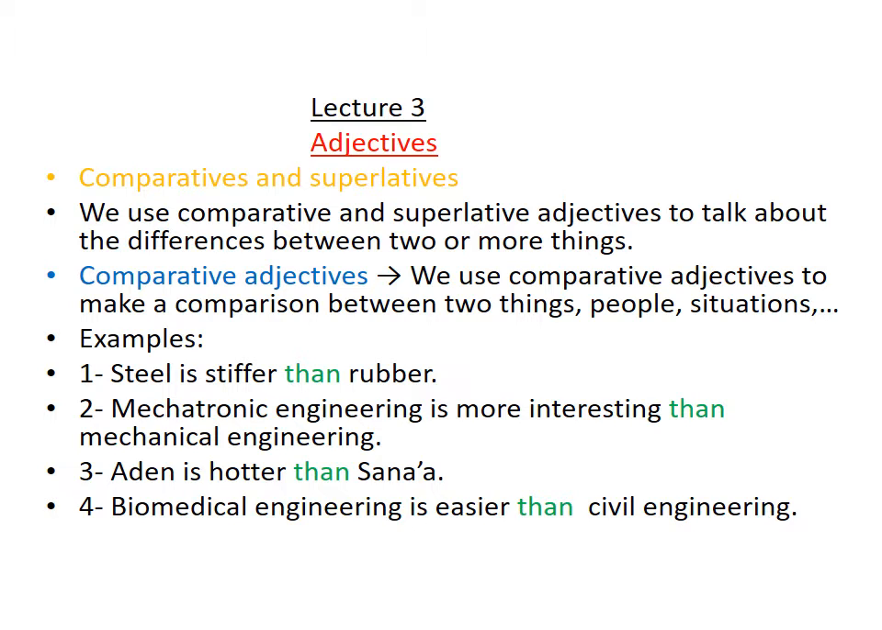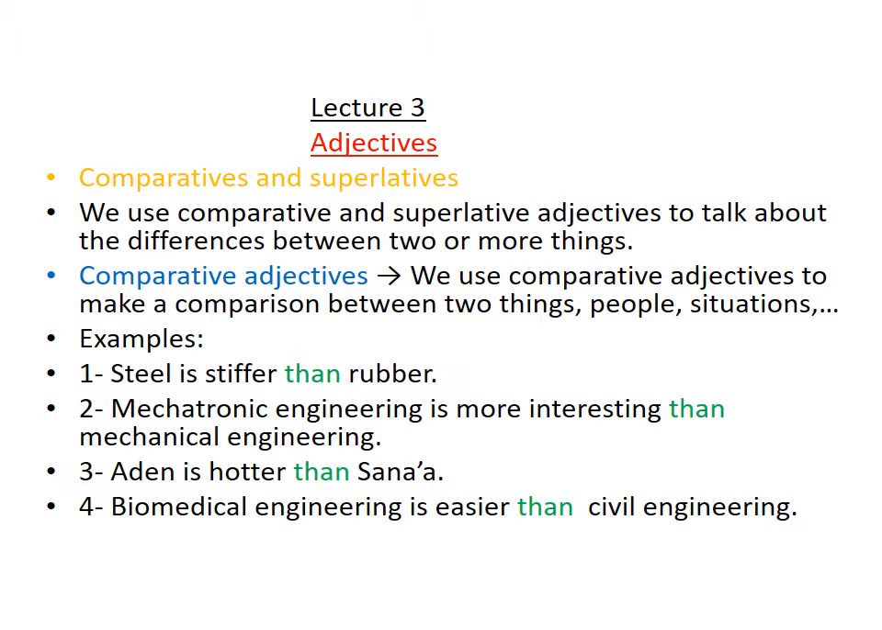So to compare between two things, we use comparative adjectives. How to form comparative adjectives? If the adjective is short, one syllable, we will add er to the adjective. Then we add than, and I finish. You complete the sentence. If the adjective is composed of more than one syllable, we cannot add er.